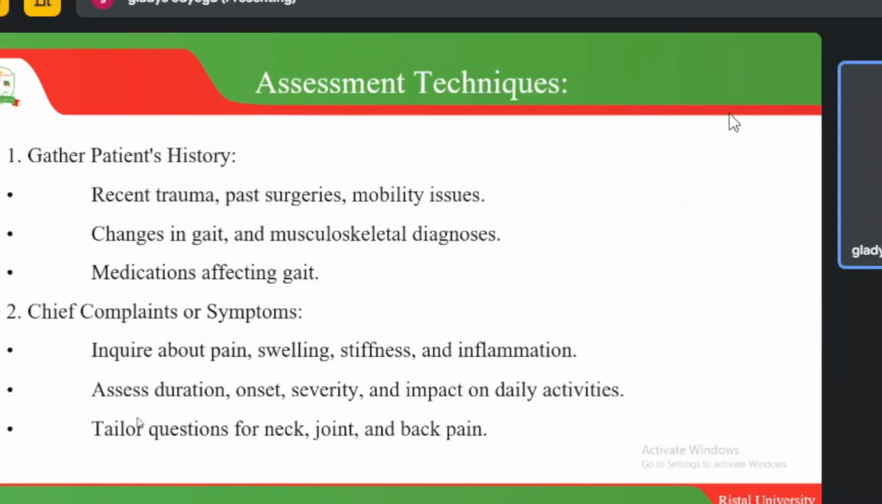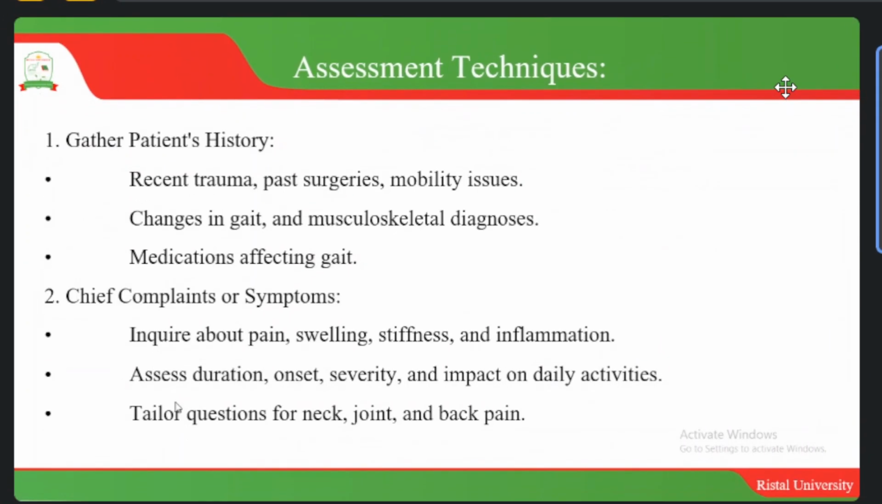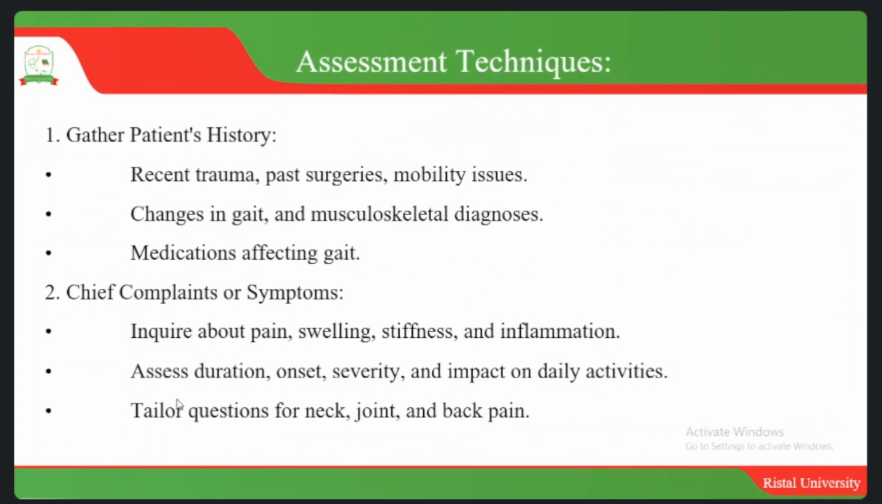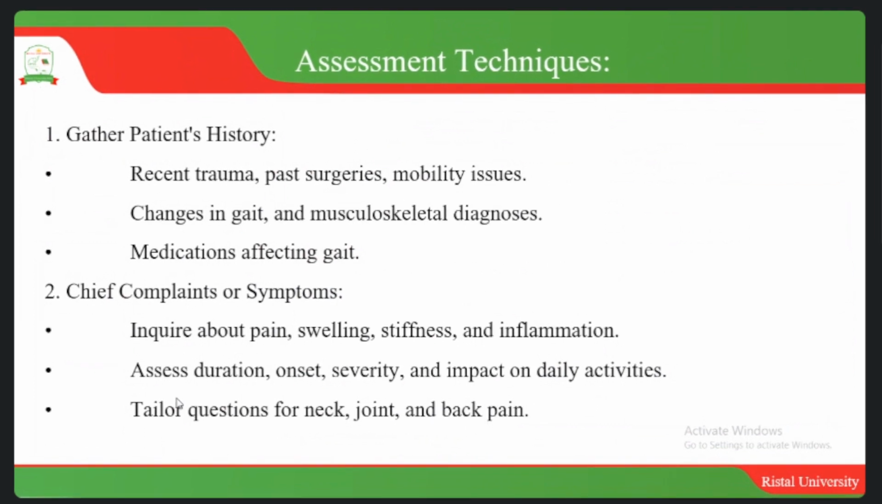System assessment. This is basically still in relation to health assessment. So this morning we had the nervous system, and right now we are going to handle the musculoskeletal system. I want us to start by getting to understand the assessment techniques in relation to musculoskeletal system assessment.